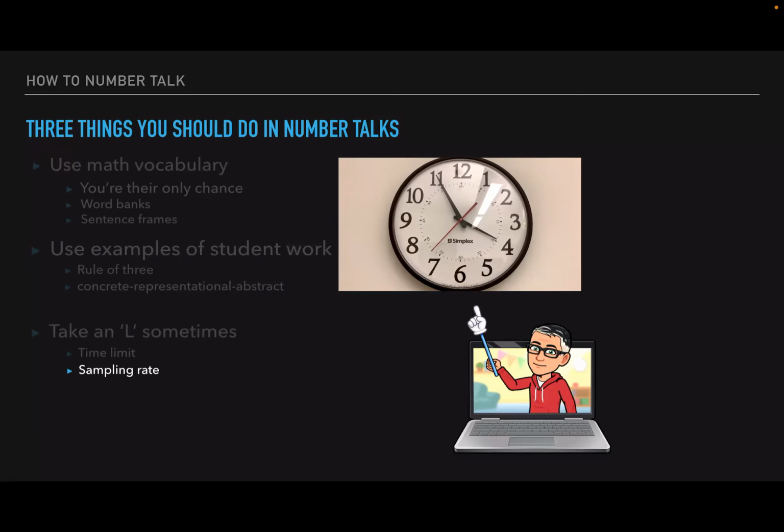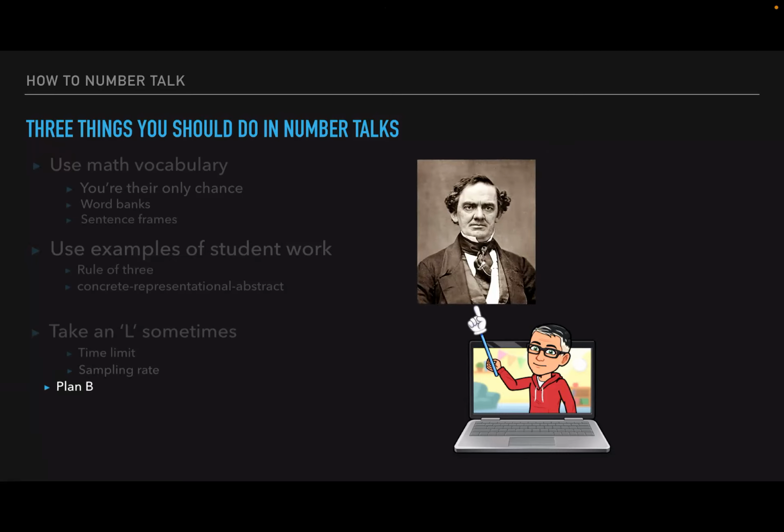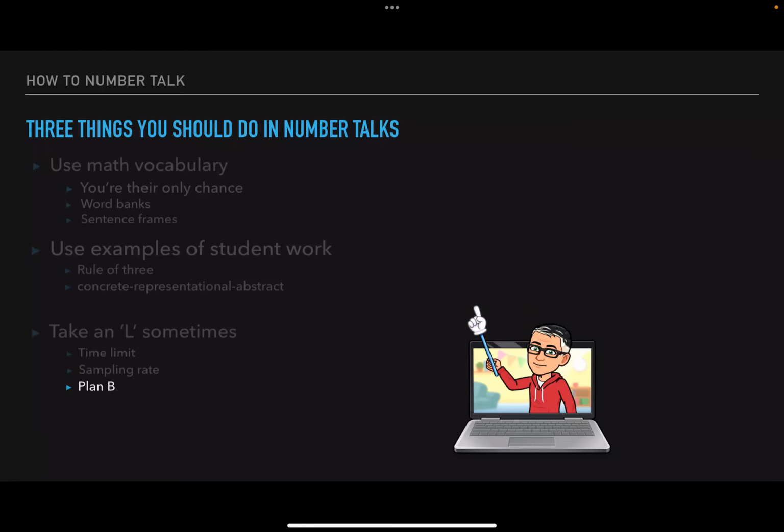Or you get to 15 minutes and you still have time. You get to 15 minutes, you haven't finished yet, just end it. It's time for plan B. In plan B, you see P.T. Barnum there. It's always leave them wanting more. It's okay to take the L, walk away, wrap it up, come back to it tomorrow. Sometimes you've got to take a loss.